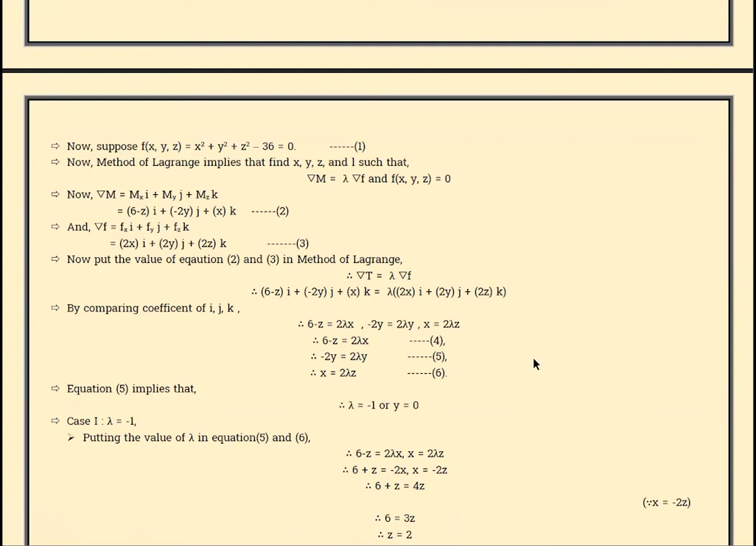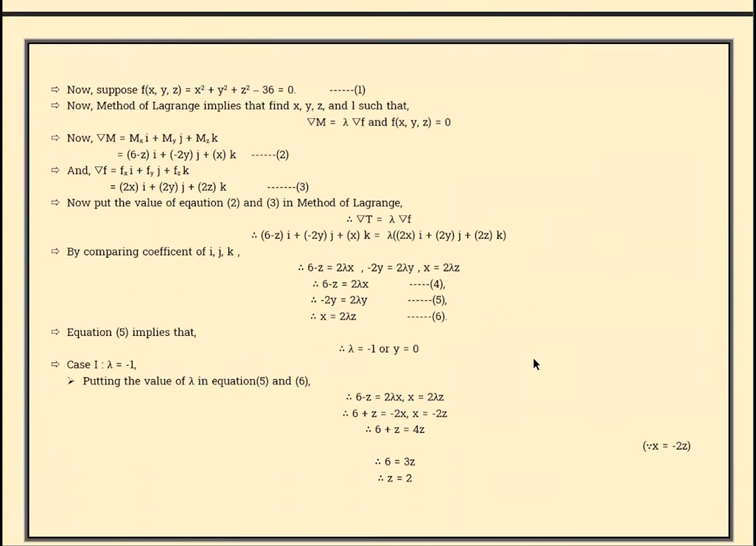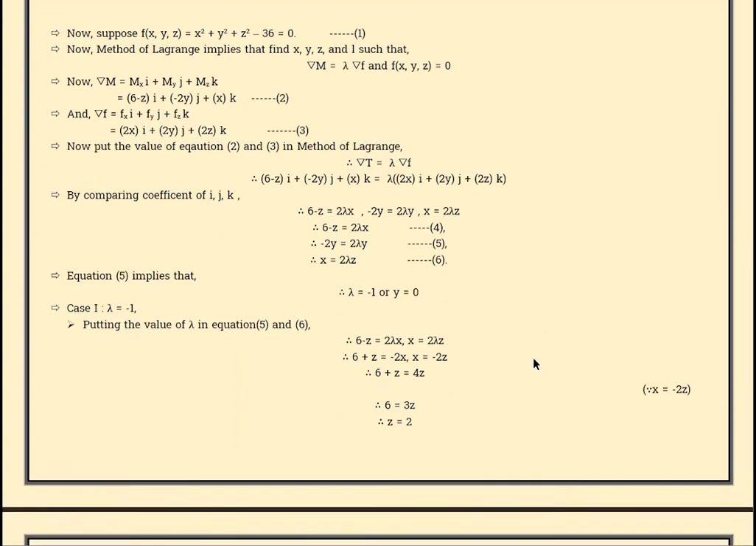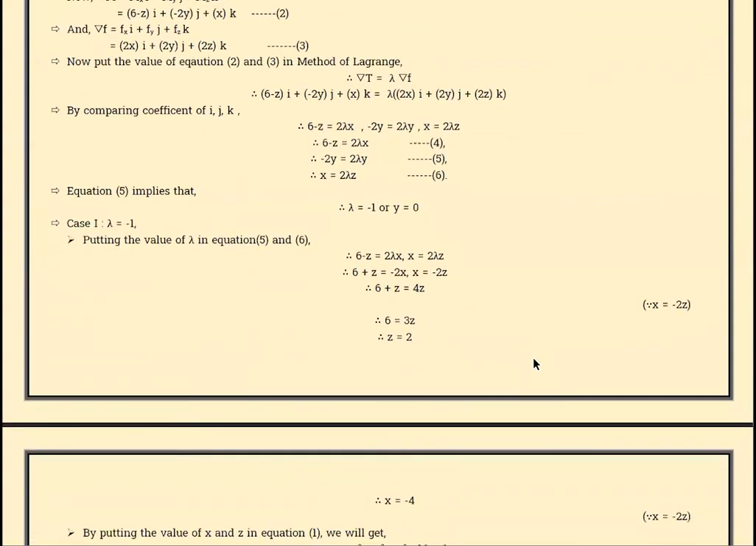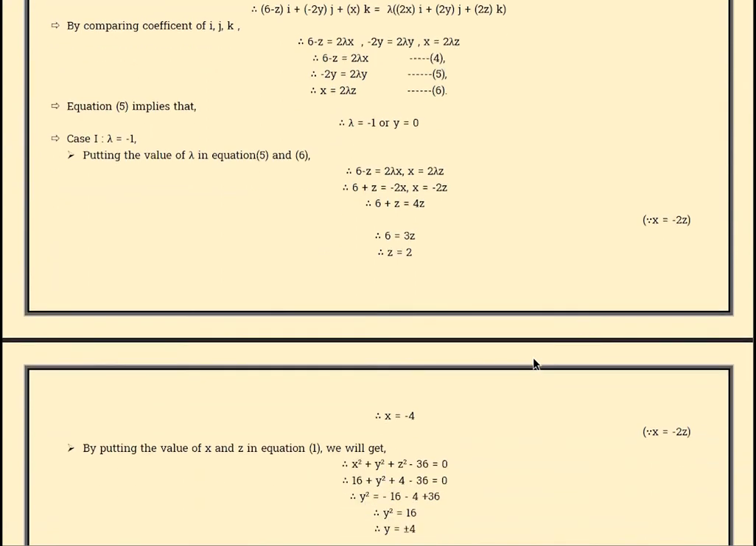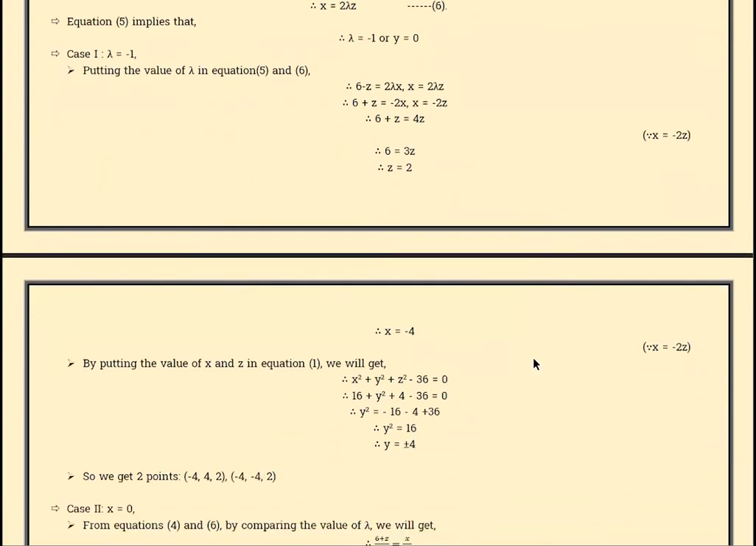Now, equation number 5 says that we have two possibilities. One is λ is equal to -1 and the second is y is equal to 0. Now considering the first possibility, λ is equal to -1, we will get the value of z is equal to 2 and the value of x is equal to -4. And then put both values of x and z in equation 1, we will get the value of y equal to plus or minus 4.